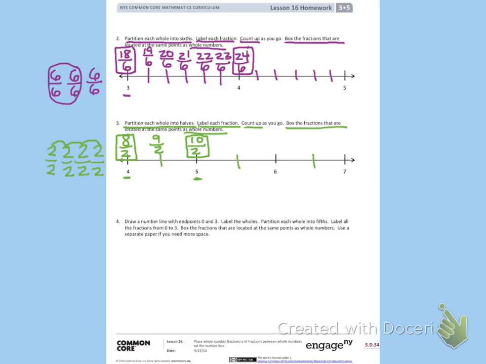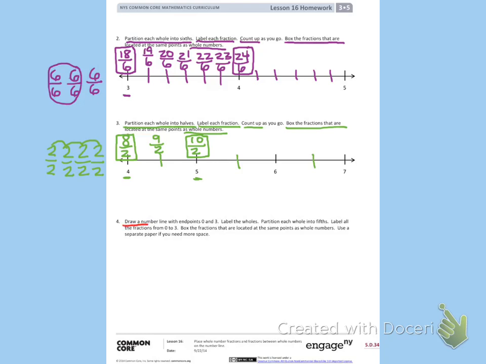Now let's look at item 4. Item 4 says to draw a number line with endpoints 0 and 3. Label the wholes. Partition each whole into fifths. Label all the fractions from 0 to 3. Box the fractions that are located at the same points as whole numbers. Use a separate paper if you need more space. I'll underline the important details.